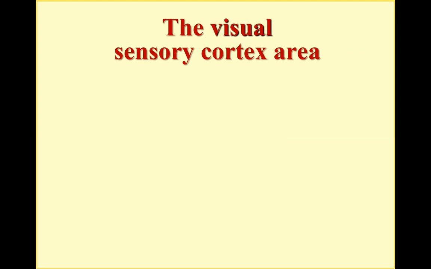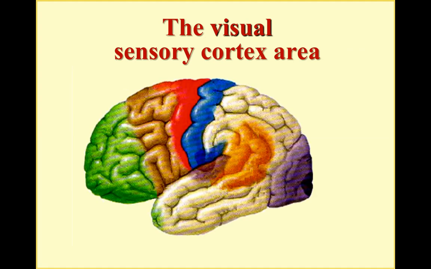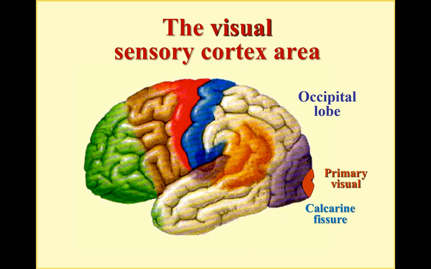Then the visual sensory cortex area. It's well known that the occipital lobe as a whole belongs to the visual cortex, but the primary visual cortex is around the calcarine fissure, which is located in the most posterior part of the occipital lobe. This is area number 17. The adjacent areas shown in violet are numbers 18 and 19, which belong to the secondary visual cortex, the remaining occipital part.